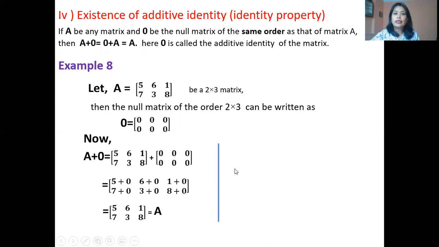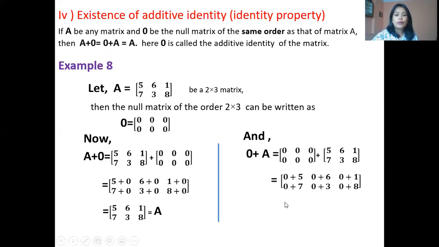Again, to verify this property, let's take the middle part of this identity, that is 0 plus A. We are adding matrix 0 with the matrix A. Their corresponding elements get added and the result is again A. Hence, it is verified that A plus 0 equals 0 plus A equals A. Here, 0 is called the additive identity of the matrix.